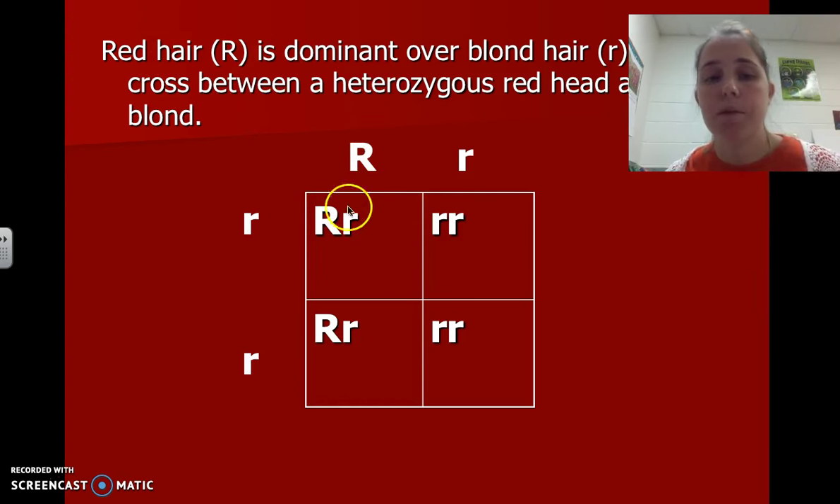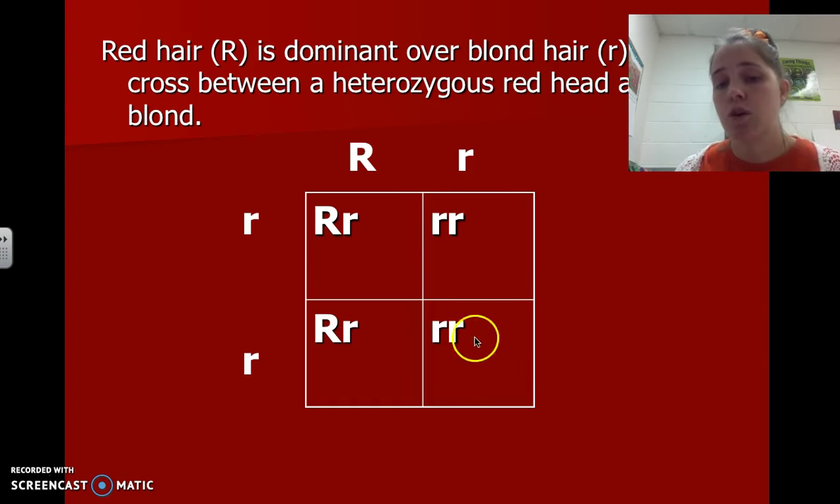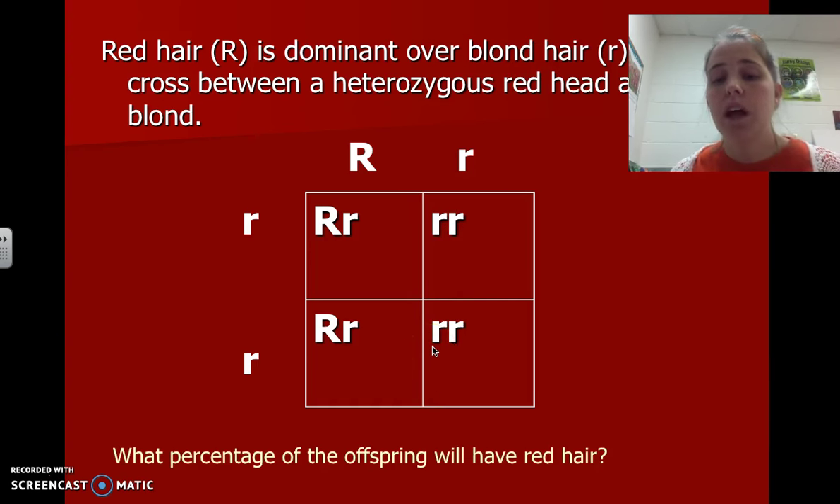Okay, so now we're going to look at it and we're going to say, okay, well, what is the phenotype of each of these? Well, this one has 1 big R, 1 little r. That means this individual would be a redhead. This one has 1 big R, 1 little r. That means this one would be a redhead. This one has 2 little r's. That means it should be a blonde-haired individual. This one has 2 little r's, so it would be a blonde-haired individual.